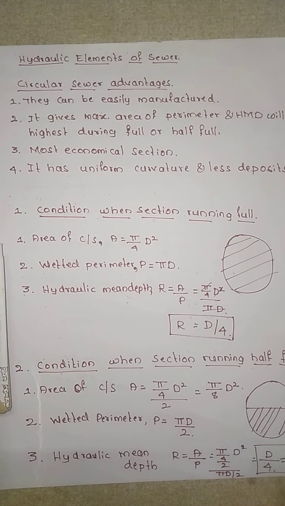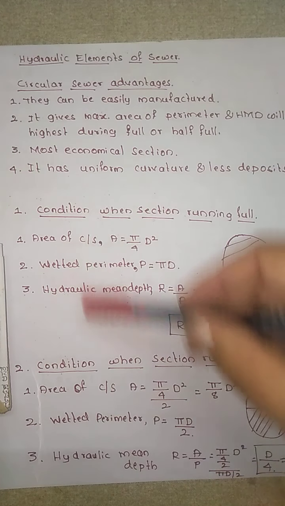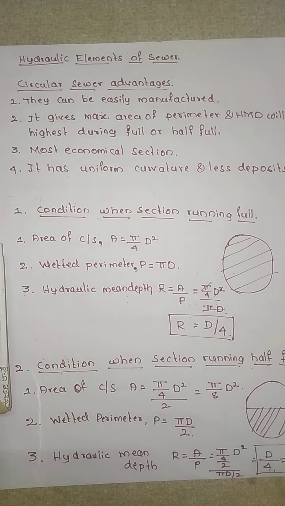Here we will be studying how, under different conditions, you need to find the velocity, area, perimeter, and hydraulic mean depth of a sewer, whether it is running full, half full, or partially full. Under these conditions you need to determine all these values.